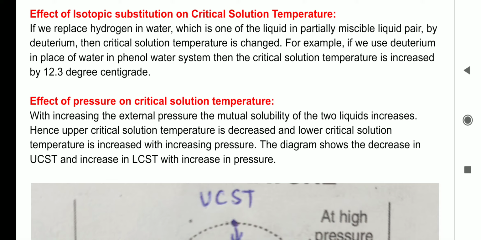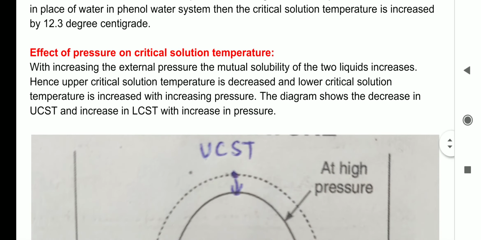So, I can say with increase in the pressure, upper critical solution temperature is decreased and lower critical solution temperature is increased with increase in pressure. It is reverse for UCST and LCST. Is it clear? The effect of pressure on UCST and LCST is shown in the diagram below.